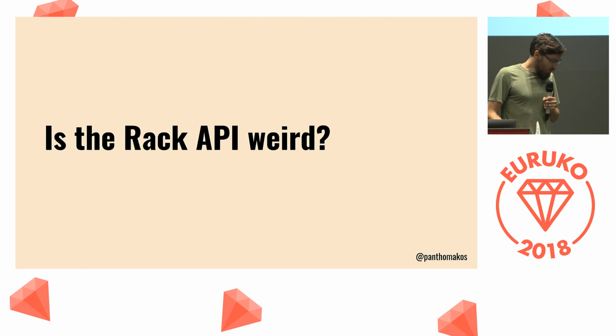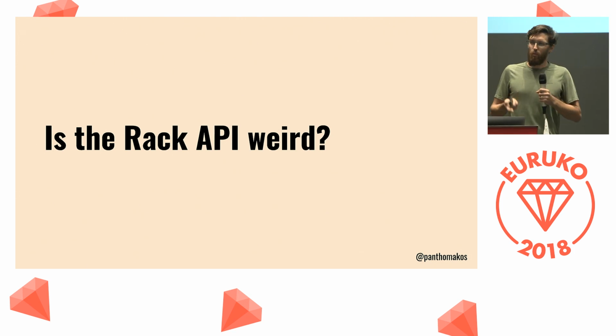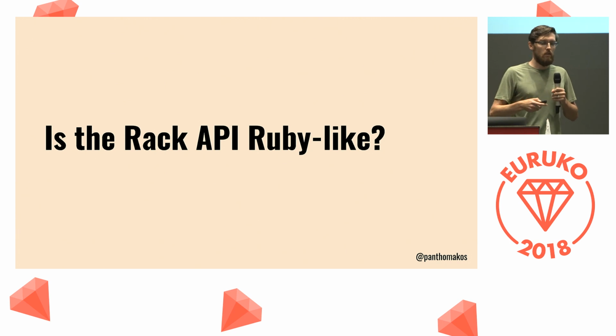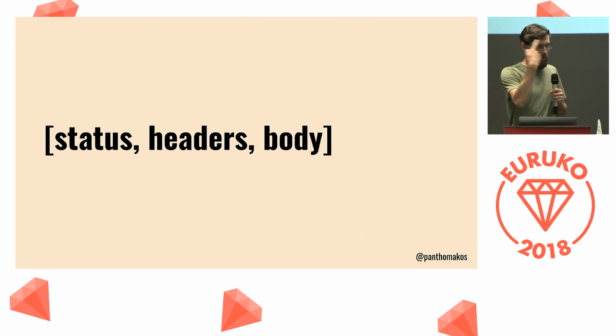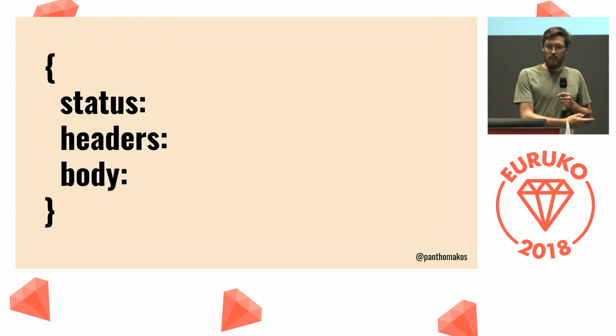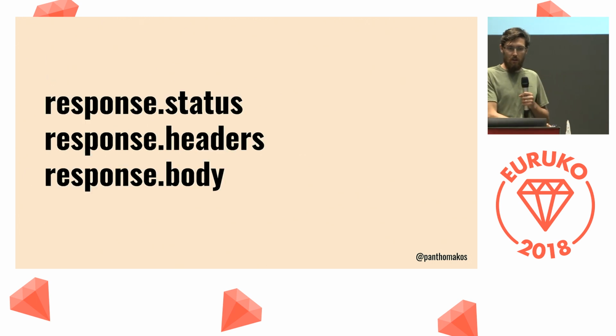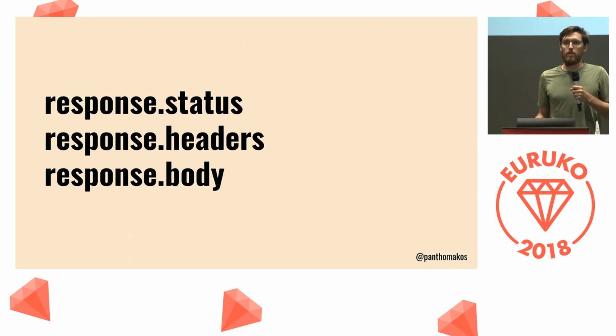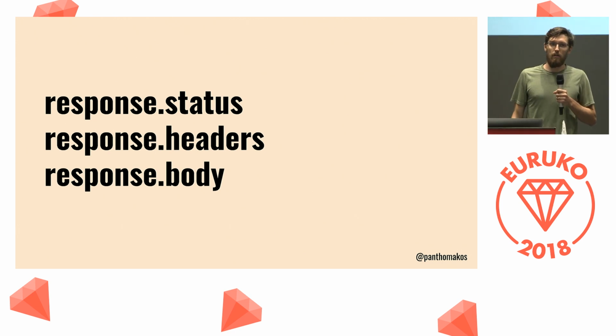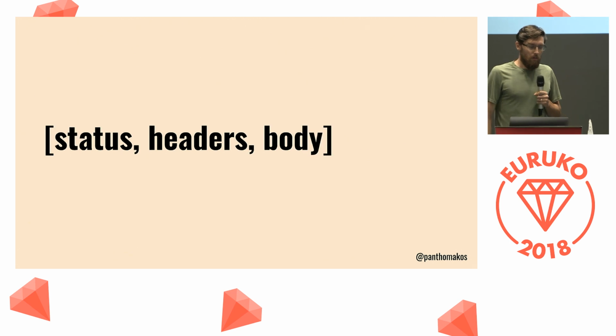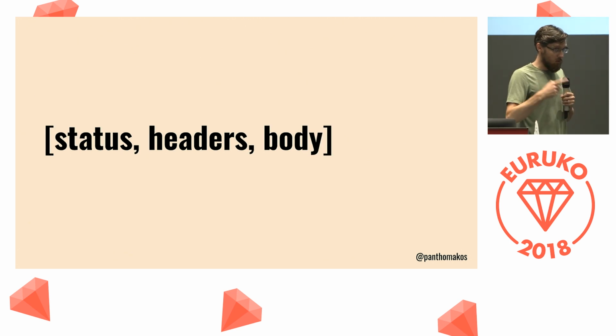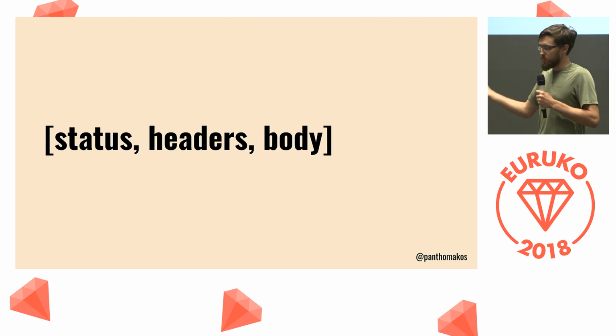And then I was like, is the Rack API just kind of weird? And by that I mean, is it actually Ruby-like? This array of 3 elements is not something I would expect from a Ruby API. I would at least expect something like a hash. More likely I would expect an object with methods that I could actually call, right? Not an array of things. But the array is actually quite easy to work with, as we've seen, and it's simple, it's probably pretty fast.